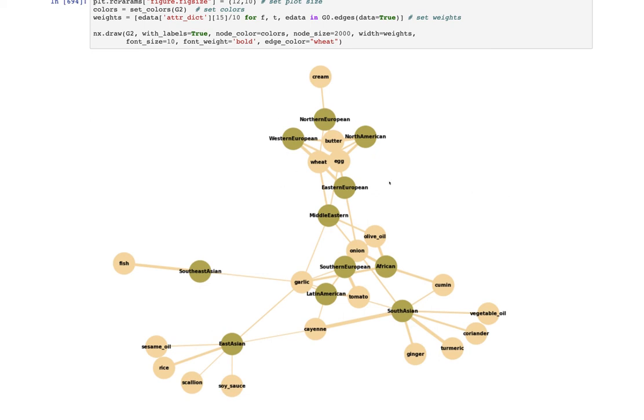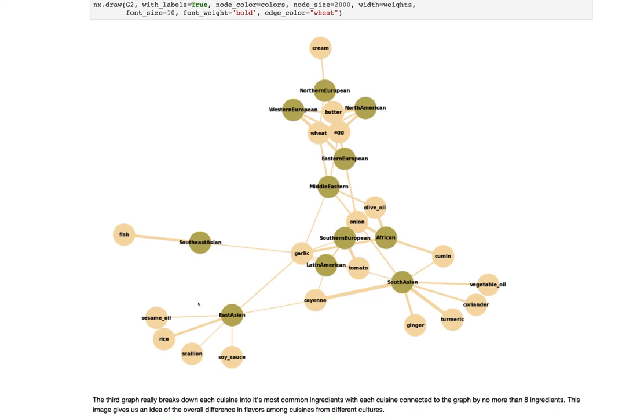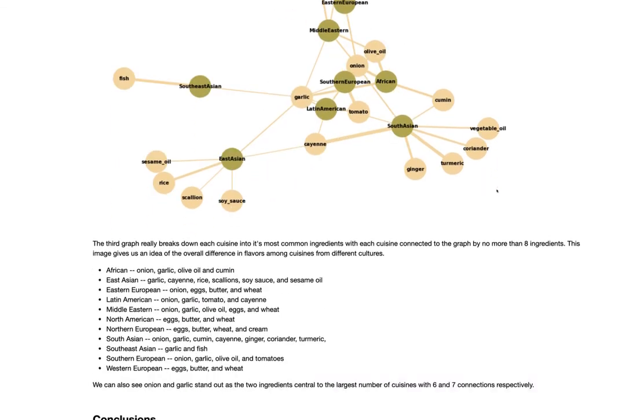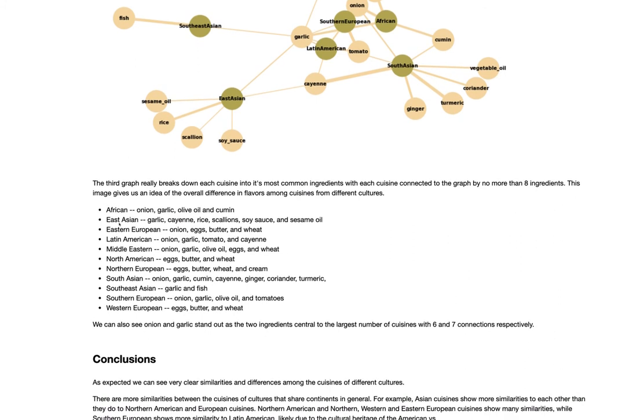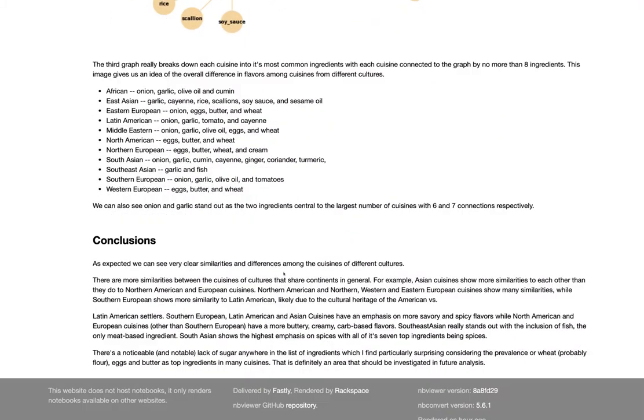Here's your European and North American, all heavily reliant on the eggs, wheat, and butter. The Southeast Asian with fish. South Asian with your coriander, turmeric, and ginger. East Asian: sesame oil, rice, scallion, and soy sauce. So you can really clearly see the different flavor profiles in that graph. And you can see here the top few ingredients for each cuisine in that graph.